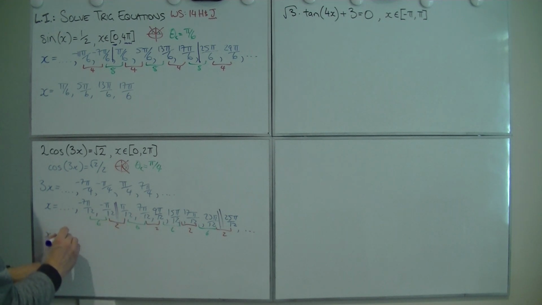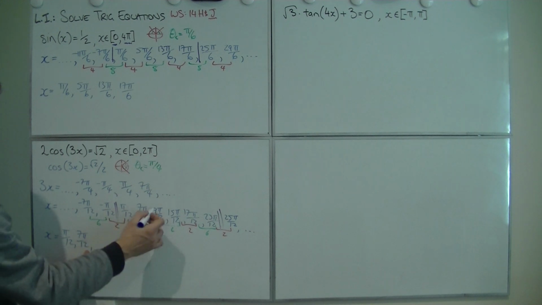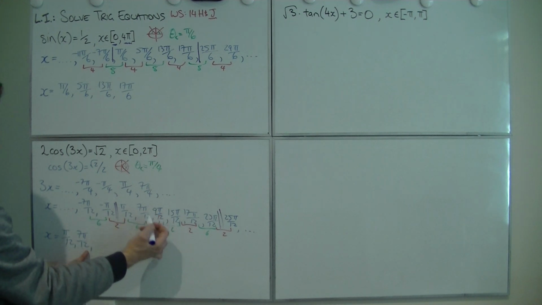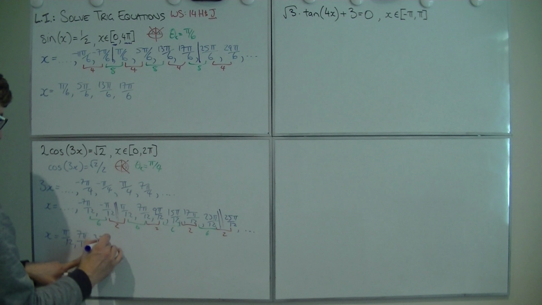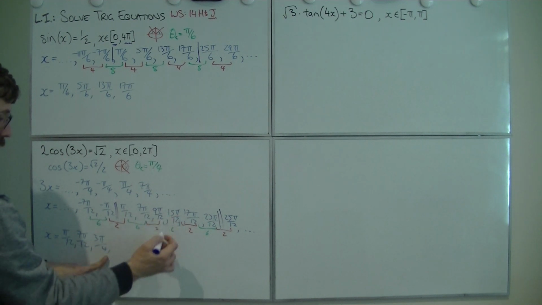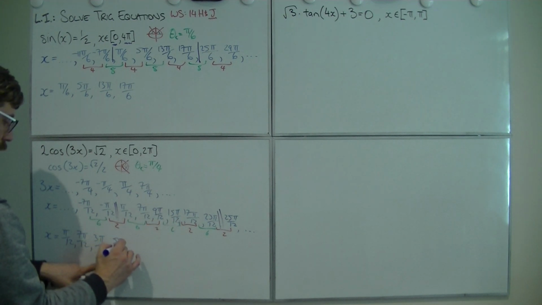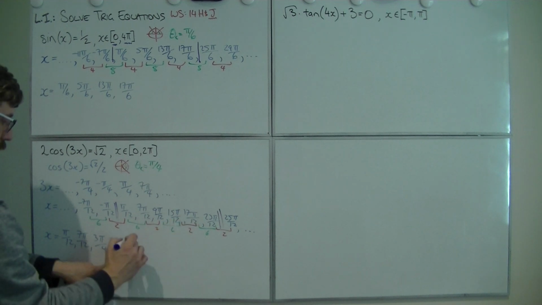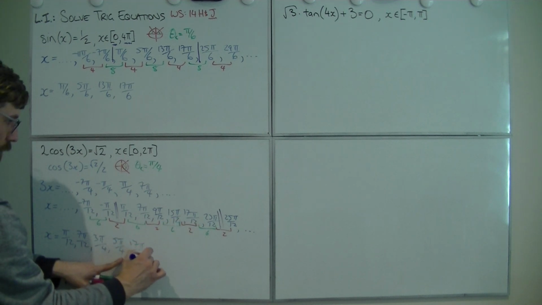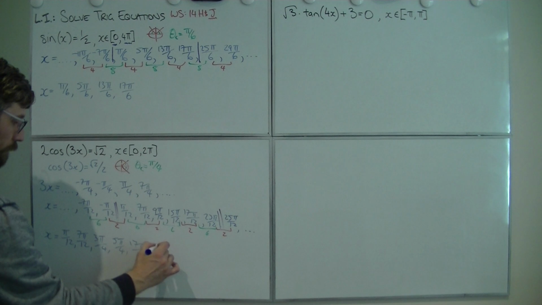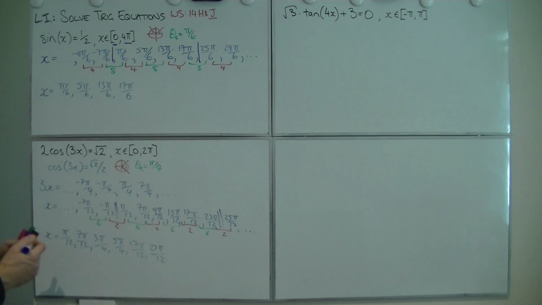is pi on 12, 7 pi on 12, 9 pi on 12, but we've got to be careful because that simplifies. 3 pi on 4, 15 pi on 12, 5 pi on 4, 17 pi on 12, 23 pi on 12. So we end up with 6 solutions this time.